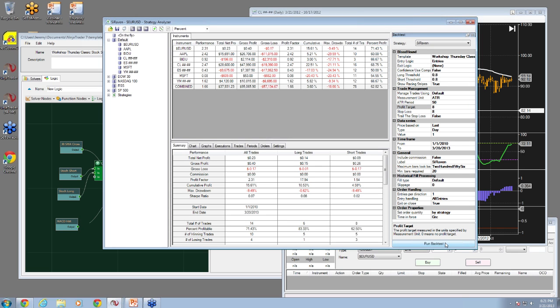ideal results. So I think BloodHound is really fast, and building systems is really fast. It enables you to arrive at your goal, finding a system that you want to trade, a lot quicker than any other method that I can think of, at least. But basically, that's it in a nutshell, folks.